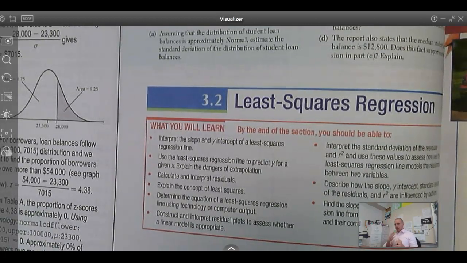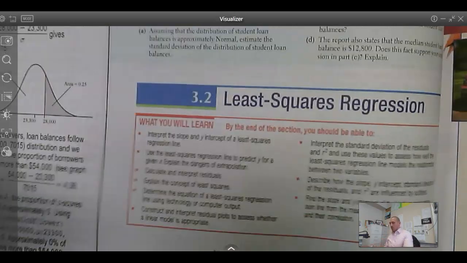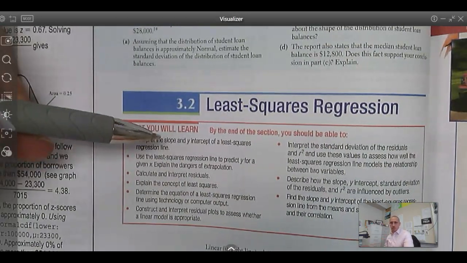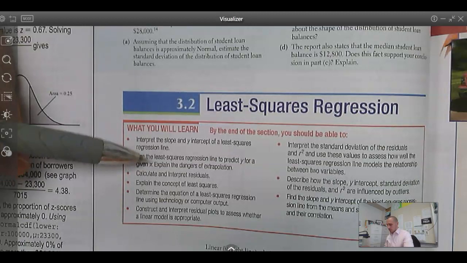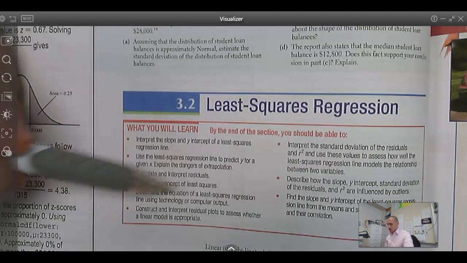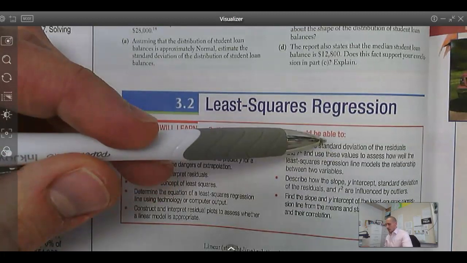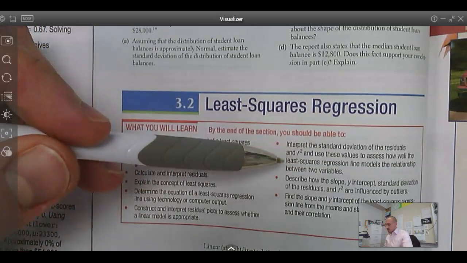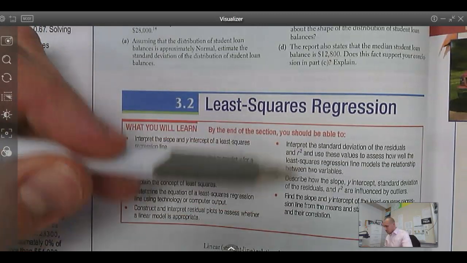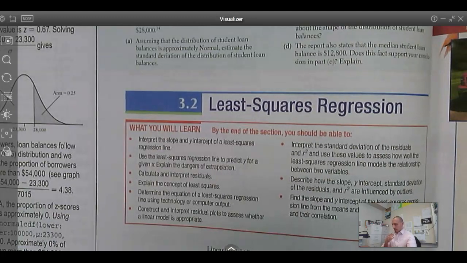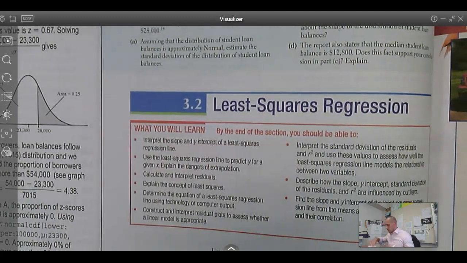There's a lot in this section. So we started off by interpreting slope and y-intercept. Then we talked about what this least squares regression line is, the dangers of extrapolation, talked about residuals, residual plots, what that helps us to determine. How do you interpret the standard deviation of the residuals? What is this r squared? How things are influenced by outliers. So let's just get into it here.